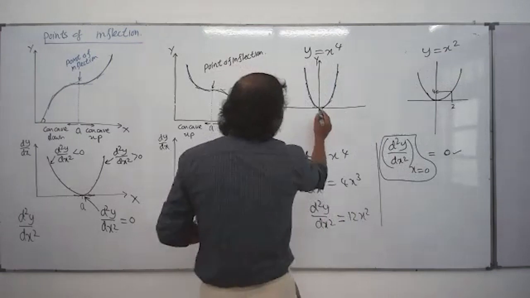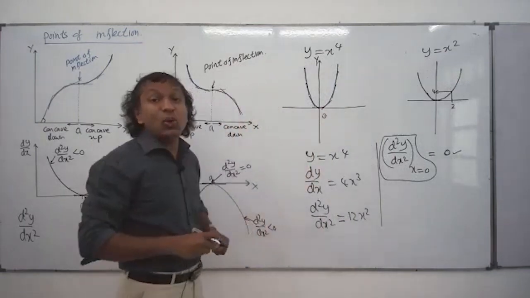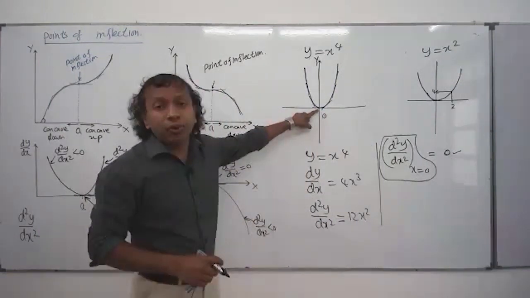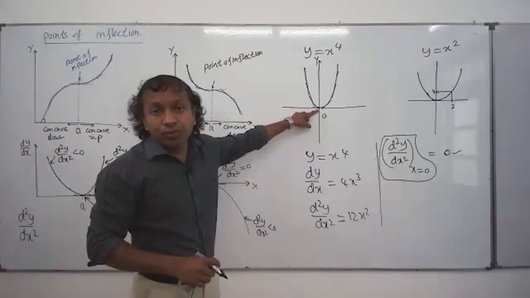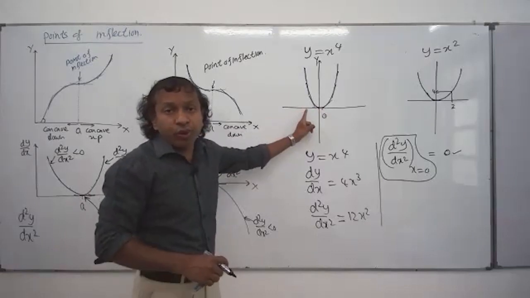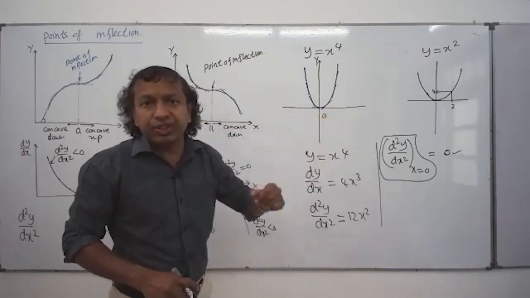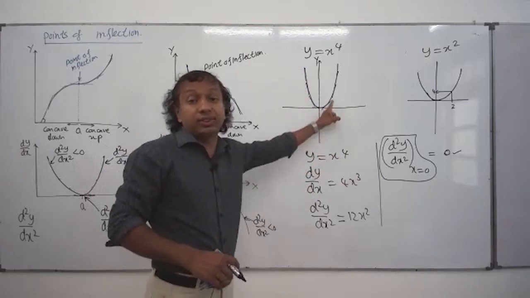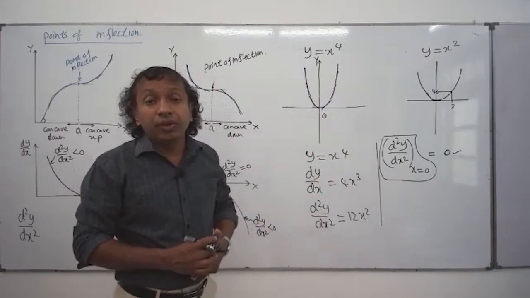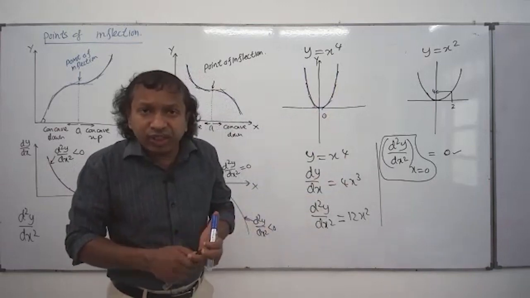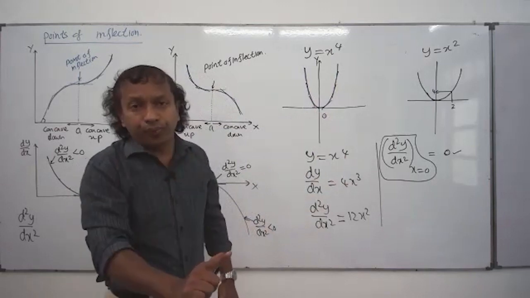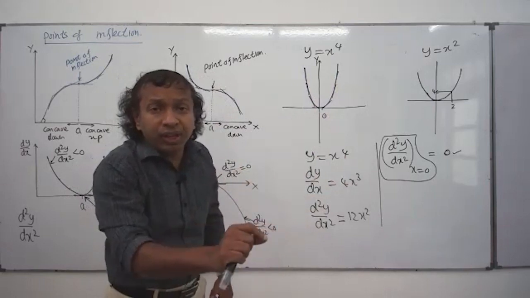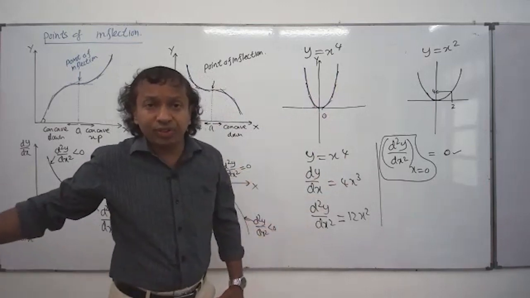But do we have a point of inflection? No. At x equals 0, this point is a minimum point, not a point of inflection. For it to be a point of inflection, the concavity of the graph should change before and after this point. No such change. The graph is concave up throughout. So that is why, at a point of inflection, the second derivative is 0, but if the second derivative is 0, nobody can say definitely that point is a point of inflection. The converse is not true.